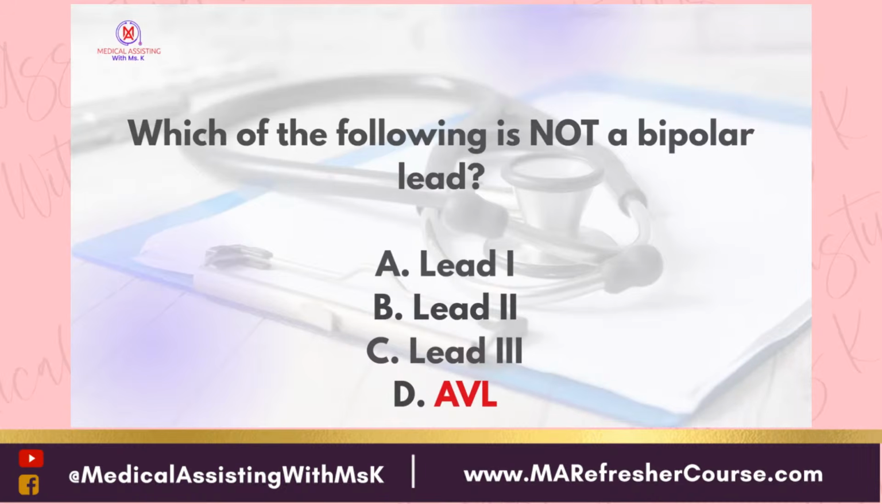Now, everything else, your AVL, which is your left leg, your AVR, which is your right arm, and your AVF, and then your V1 through V6, those are all unipolar leads, meaning they're coming from one direction. Okay. So just remember, lead 1, 2, and 3 are your bipolar leads. Every other lead is coming from one direction. Okay. Meaning just one area of your heart.